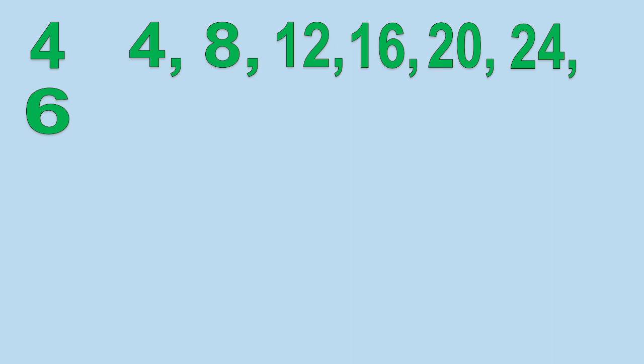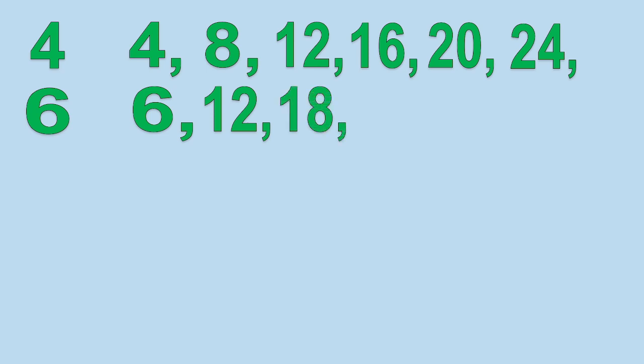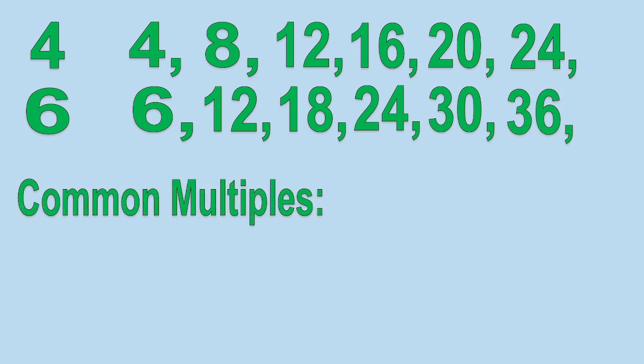Now, we're going to write the multiples of 6. 6 times 1 is equal to 6. 6 times 2 is equal to 12. 6 times 3 is equal to 18. 6 times 4 is equal to 24. 6 times 5 is equal to 30. And 6 times 6 is equal to 36.